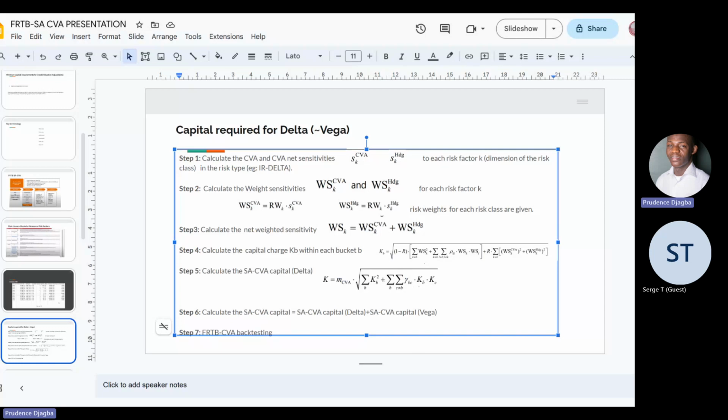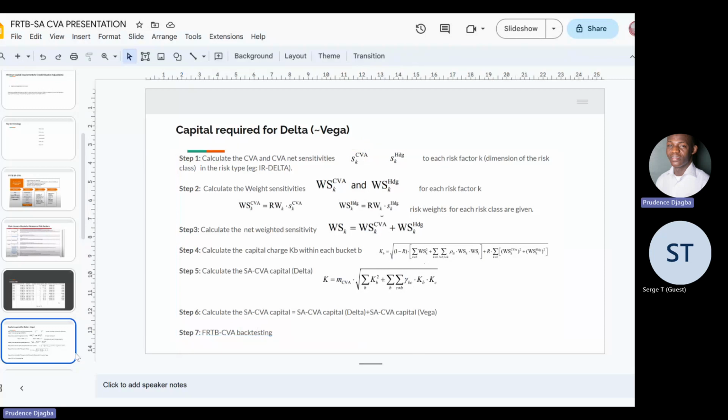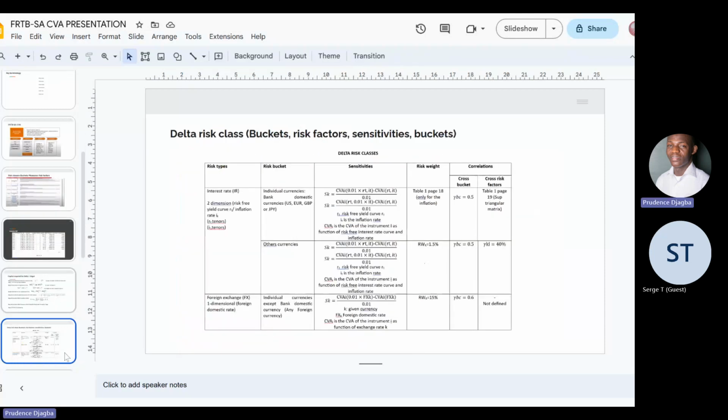And this implementation also needs to be tested. It needs to be tested if actually the value that we get is accurate or not. That's the last step, to check the accuracy of the implementation.